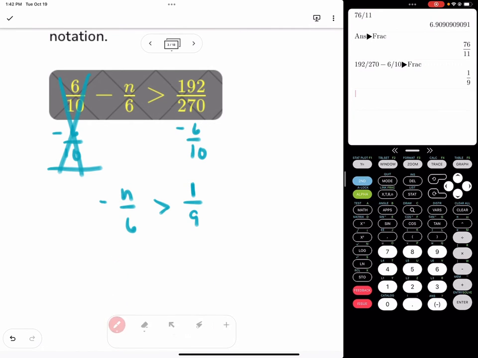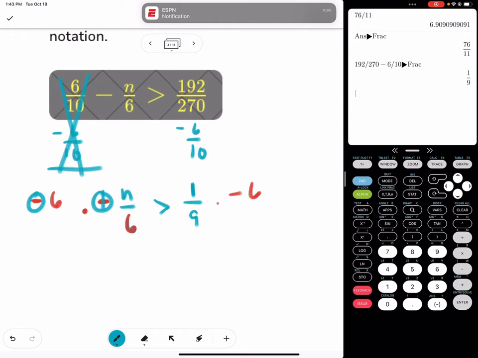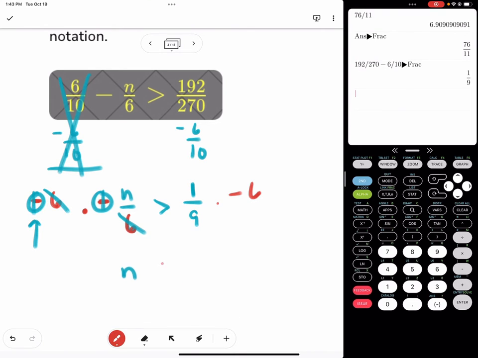All I need to do is get rid of this negative sign and get rid of this 6. So I'll undo the negative by multiplying by a negative, and I'll undo divide by 6 by multiplying by 6. And I'll do that to both sides. So on the left-hand side, when I multiply, negative times negative is positive, and then 6 over 6 cancels, leaving me with just n. Now I've multiplied by a negative number here, so you do have to flip your inequality.